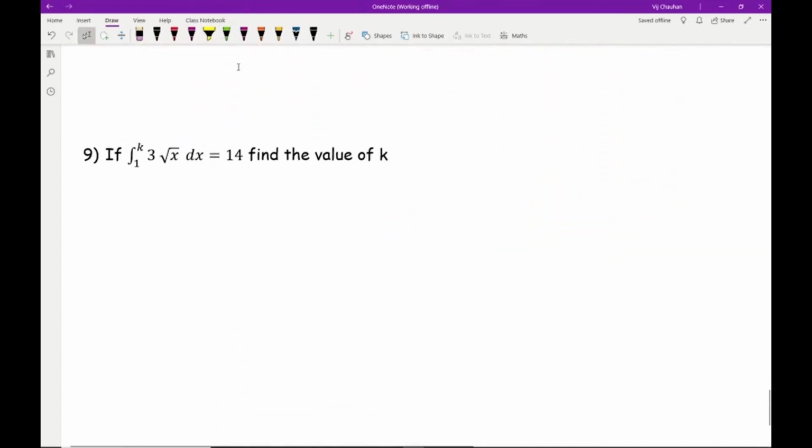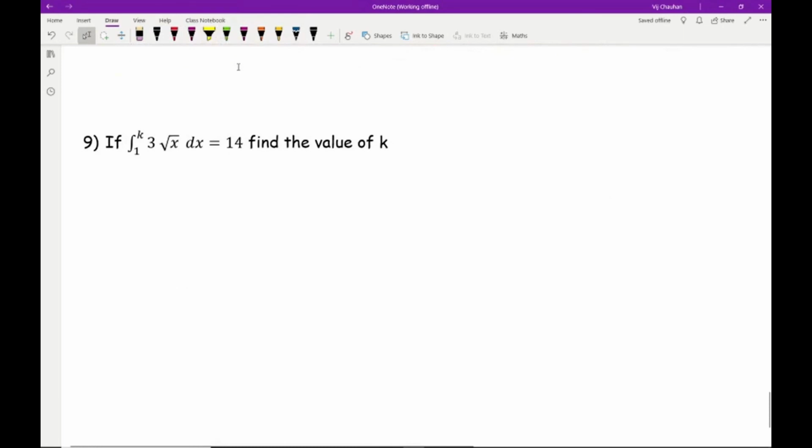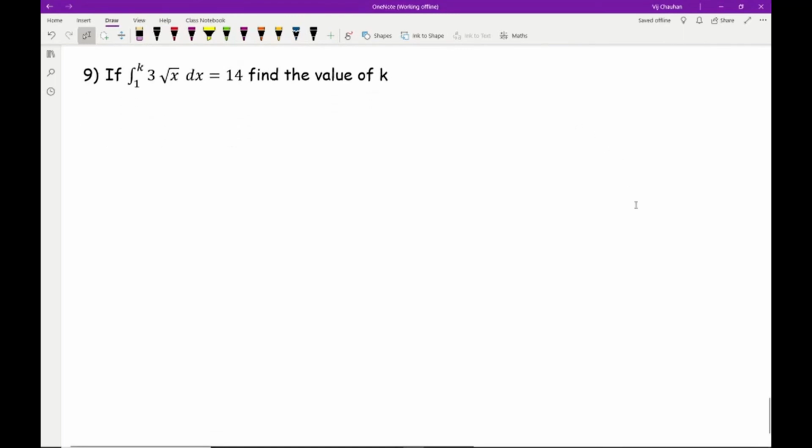So moving on to our last example. Again, very similar to what we've done previously, but here we're just looking for values of k. So let's just move that screen up a little bit so we've got a bit more space. From this, first thing we want to do is rewrite the integral.